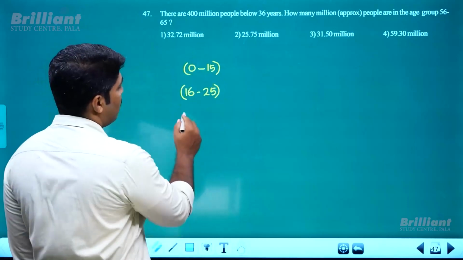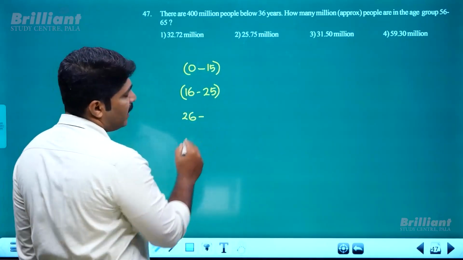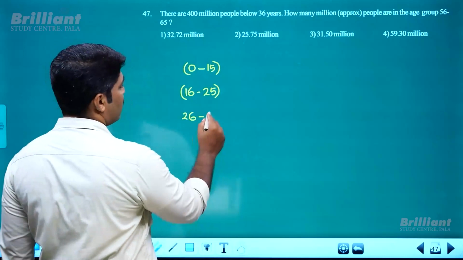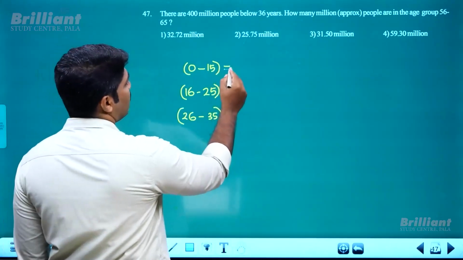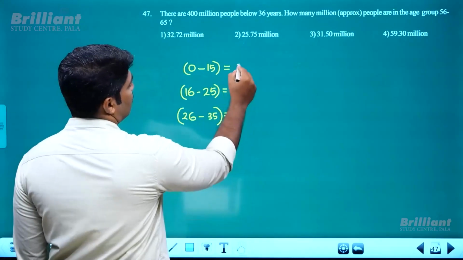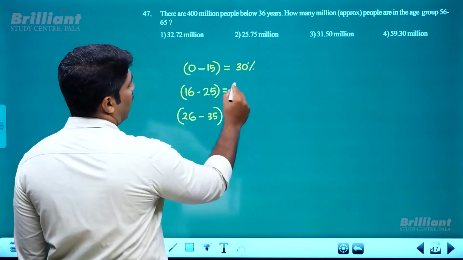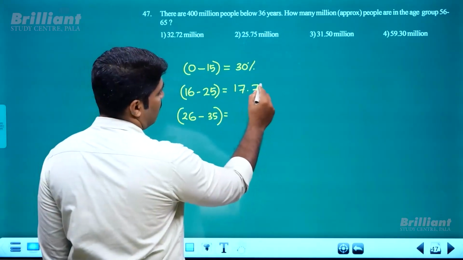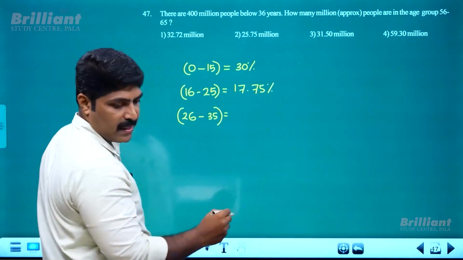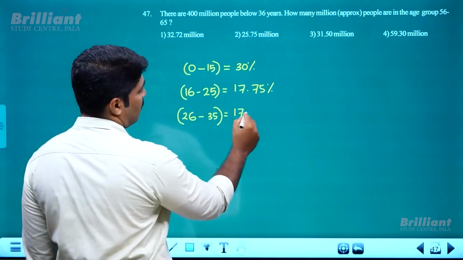Below 36, up to below 36 we have to consider. Then 26 to 35, that's the next group. What is the percentage here? This is 30%. And this one is 17.75%. And the next one is 17.25%.